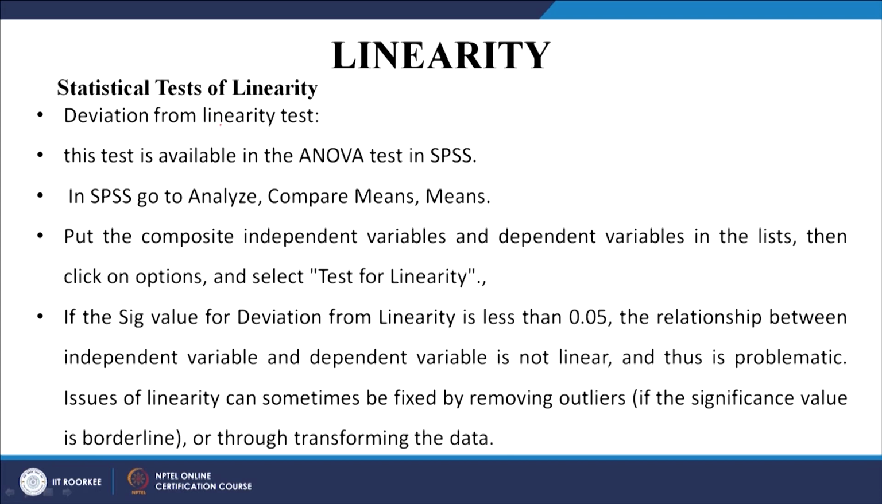How do you test it? The deviation from linearity test is available in the ANOVA test in SPSS, right. Go to Analyze, Compare Means, put the composite score of the independent variables and the dependent variable in the list, then click on Options and select test for linearity. Finally, if there is a linearity issue, you can still handle it: if you increase your sample size to a very large extent and you correct for normality, 99% of the time linearity gets corrected. If you have a large sample size with normal data, the linearity issue gets corrected on its own, right.